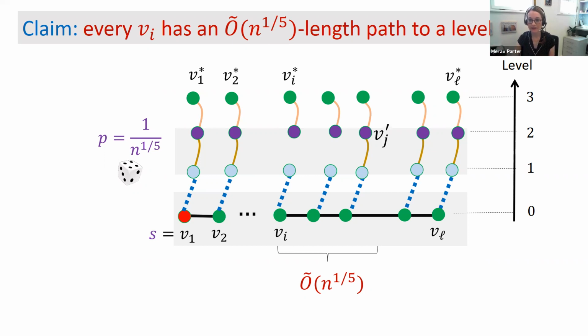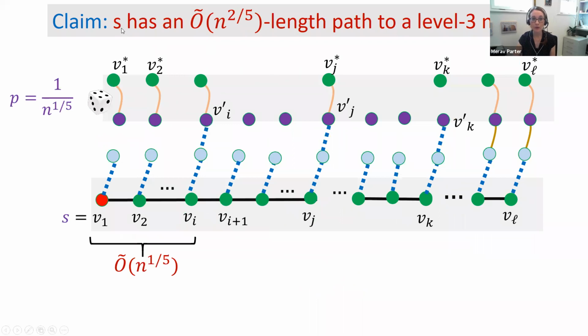I want to use that in order to show that the node S has a path of this length to some node in level 3, which is exactly what I want to show. These are the nodes in level 3. So what I'm going to do is stitch together at most n to the 1 over 5 many walks of length n to the 1 over 5. I look at S and I know that it has a path of length n to the 1 over 5 to some node in level 2. Let's call it V prime I.